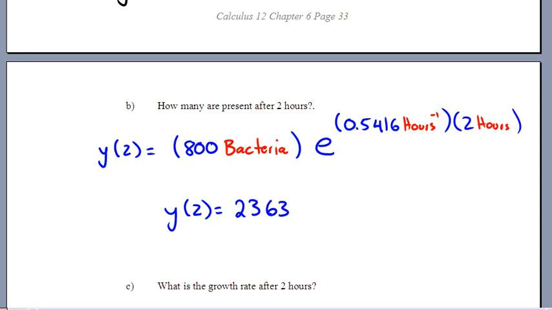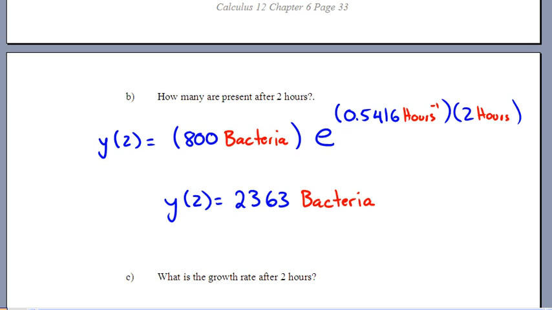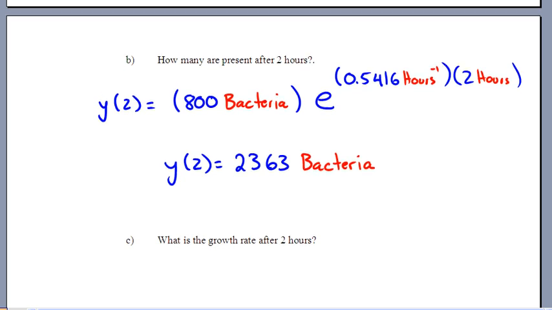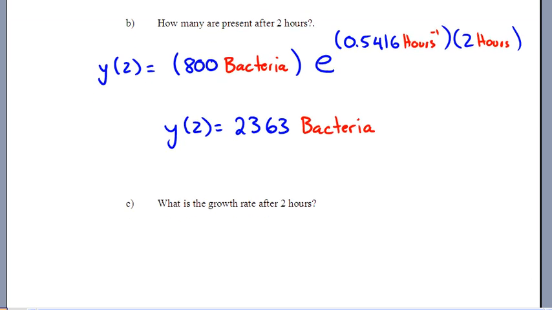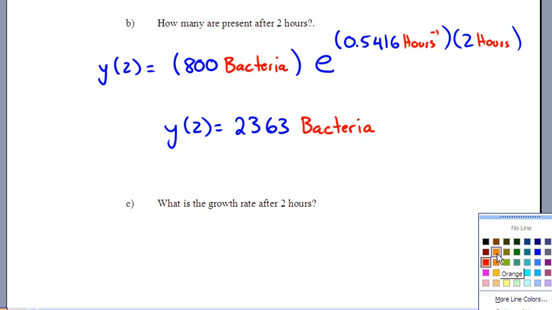2,363. Now, when you're doing these population stories, you could go 4 decimal places if you want and say, hey, it's a rounding, you know, bacteria are growing, they're splitting. Or you could round to the nearest bacteria. Either makes sense, nobody cares. It's all good.